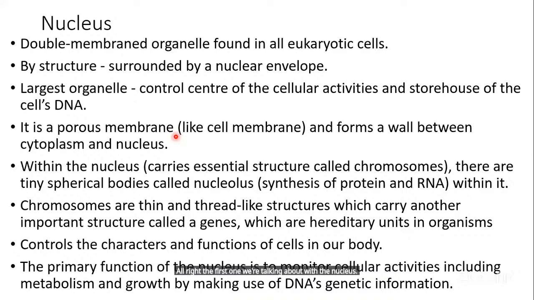The nucleus is a double membrane organelle and it's found in all eukaryotic cells. Remember, prokaryotic cells do not have a membrane-bound nucleus. Instead, they have a region within the cytoplasm that we call a nucleoid. It is not that the genetic material is not surrounded by a membrane.